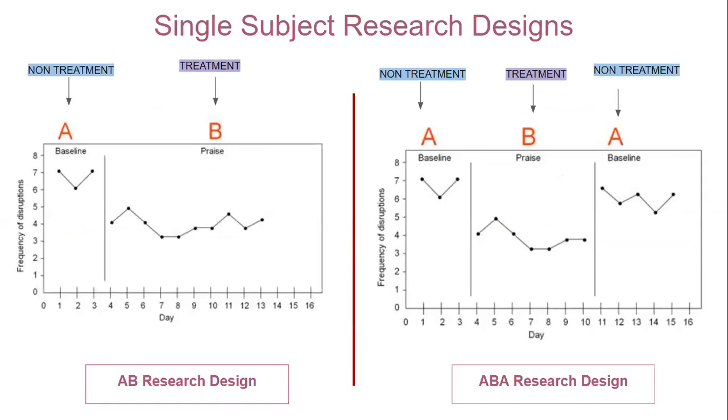Here are a couple pictures of how the different single subject research designs could look. You have your AB and your ABA. In the AB, A is your non-treatment or baseline phase, and B is where you add in the treatment. But in the ABA, you'll take away the treatment in the second A phase and measure the behavior to see whether the behavior continues after taking away the treatment or reinforcer.